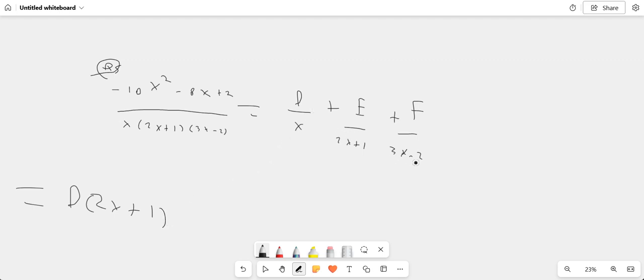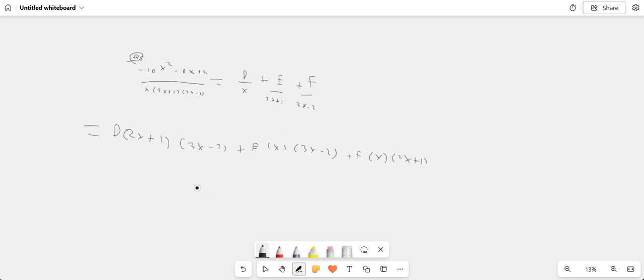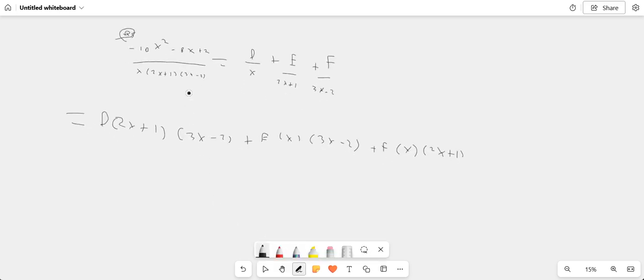D times 2x plus 1 up there times 3x minus 2 up there. So whatever is lacking here, you need to times it here. Plus E open bracket x from the left hand side, and then 3x minus 2 from the right hand side. And then plus F, and then they're both coming from the left hand side: you've got x there, and you've got 2x plus 1. Nice and easy. And obviously on the bottom you have all the other stuff, but I'm not writing it right now.